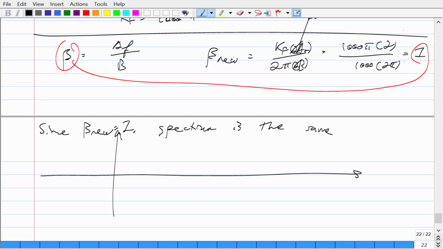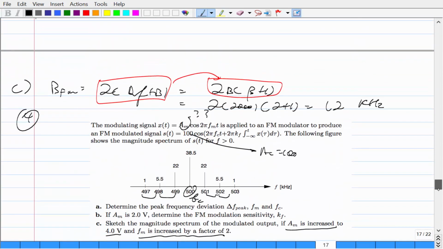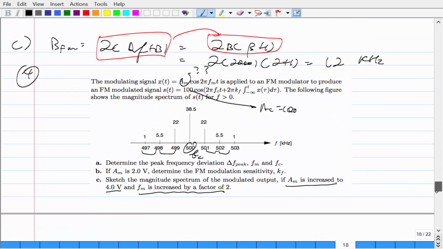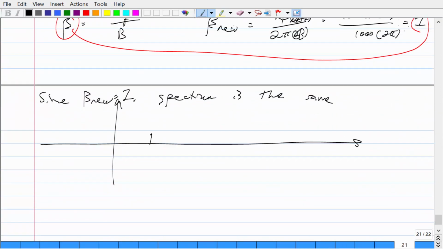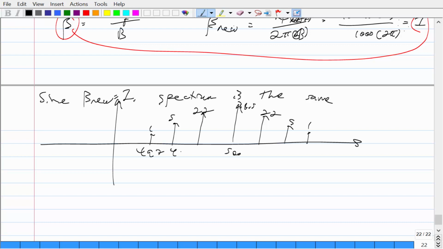Let me just draw that out for you, and then we're good to go. So we've got 1, 5.5, 22, 38.5. So you have 1, 5, 22, 38.5, 22, 5, and 1. This is at 497, 498, 499, 500, 501, 502, and 503. So they're pretty much the same. It's the same spectrum. And this is an F.